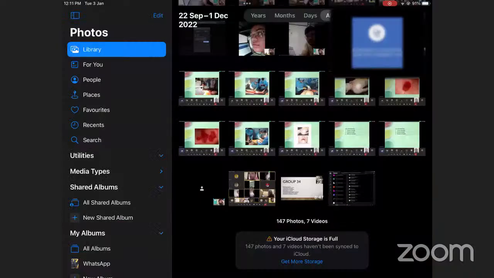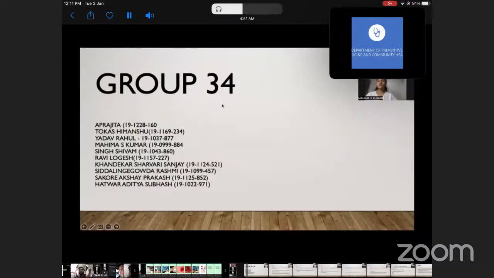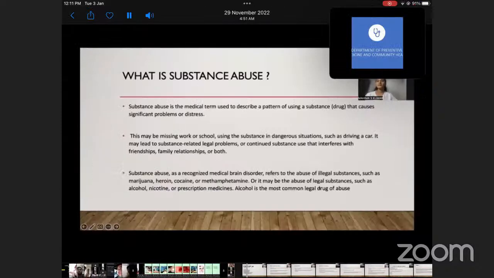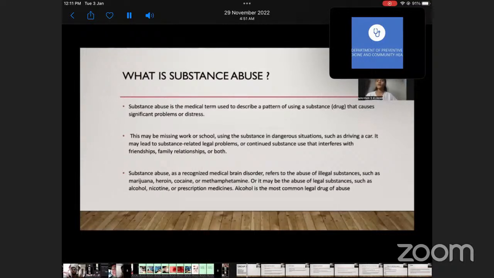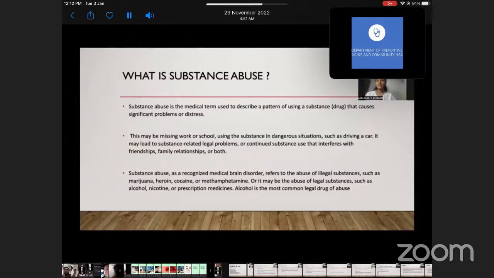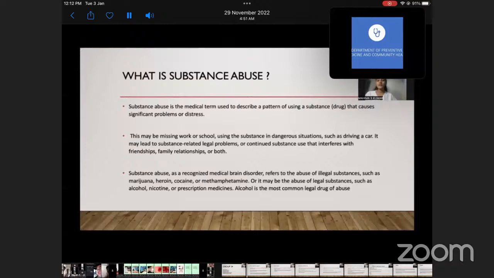Everyone. Our topic is substance abuse. What is substance abuse? Substance abuse is a medical term used to describe a pattern of using a substance, which could be a drug, that causes significant problem or distress. This may be missing work or school, using the substance in dangerous situations such as driving a car. It may lead to a substance-related legal problem or continued substance use that interferes with friendships, family relationships, or both.